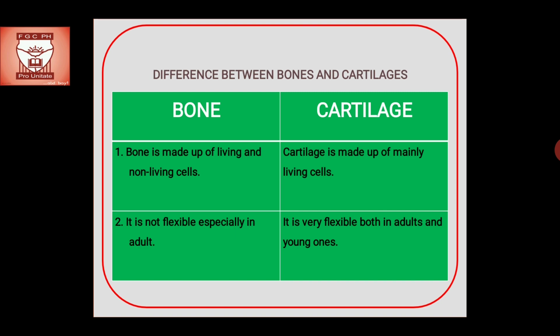But the cartilage we talked about is made up of mainly living cells. So there are no non-living cells in it. Another one is that bone is not flexible, especially in adults. But cartilage is very flexible, both in adults and young ones.